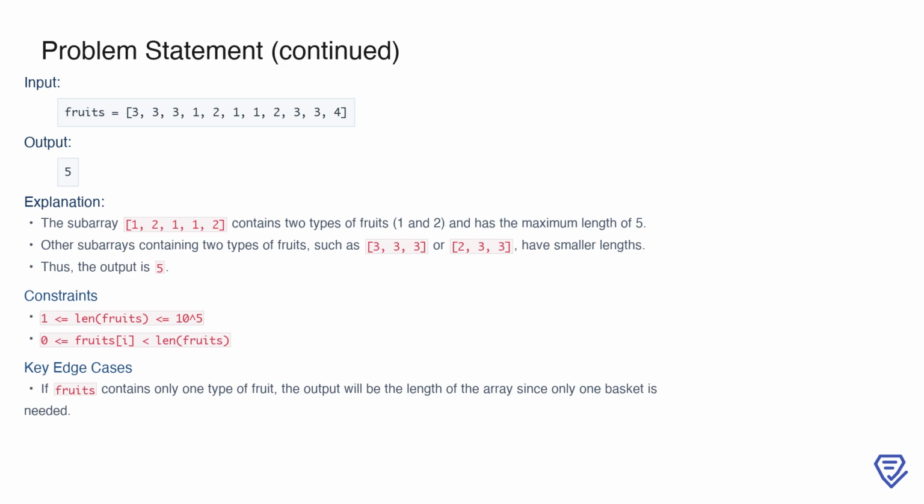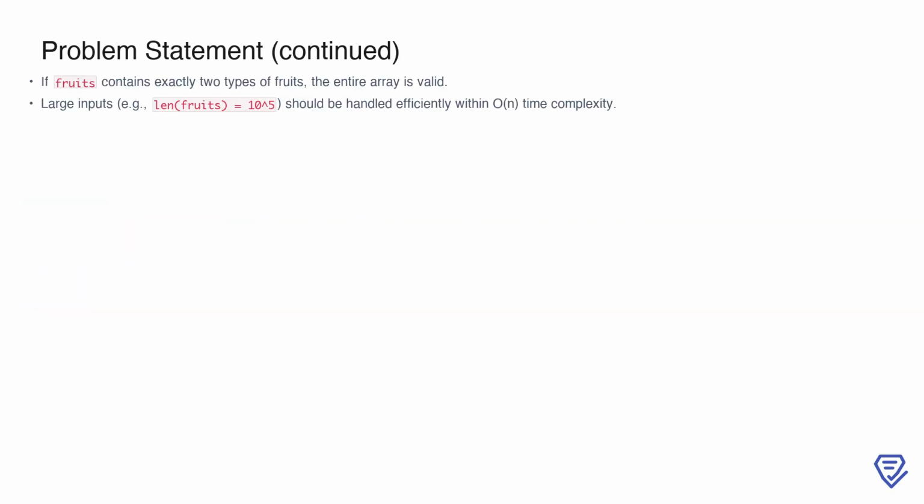It's important to note that the problem has constraints, such as the array's length being up to 10^5, and all values in the array being non-negative integers less than the array's length. Finally, let's highlight some key edge cases and efficiency requirements. If the fruits array contains only one type of fruit, the answer will simply be the length of the array, as only one basket is needed.